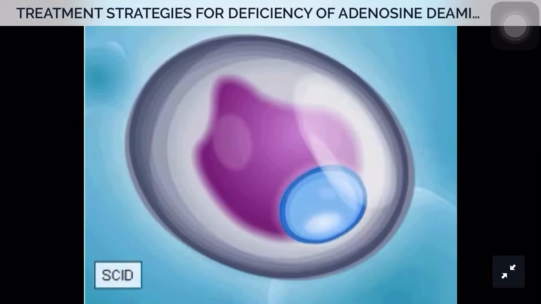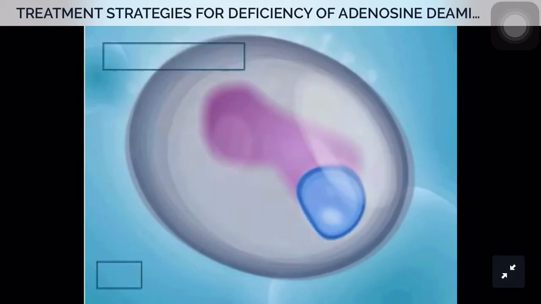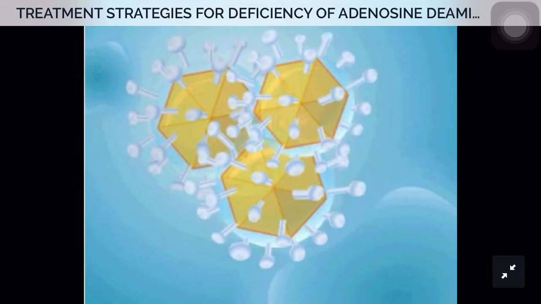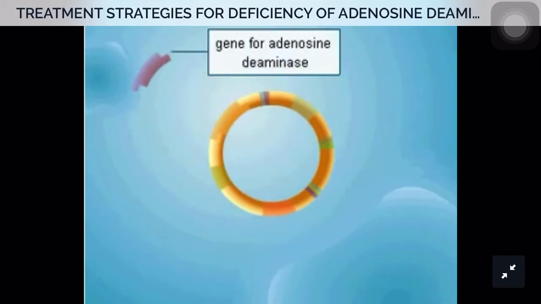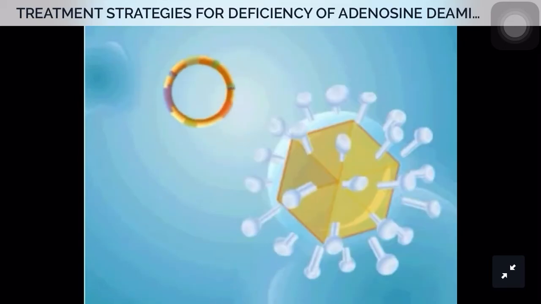In severe combined immunodeficiency, or SCID, the mutation destroys the enzyme adenosine deaminase, which results in damage to the T cells. There are 2 methods of gene therapy for SCID. In each, the role of vector is played by a virus that is harmless to humans. The DNA of a gene that codes for adenosine deaminase is placed in a plasmid and incorporated into a viral particle.